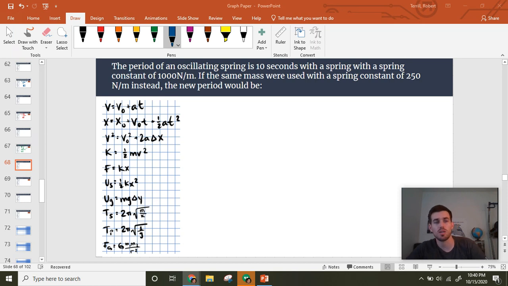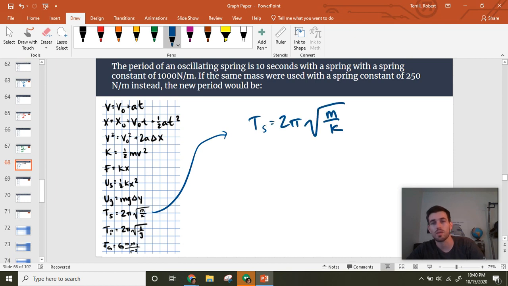All right. So the equation that we're going to use is this one right here, the equation for the period of an oscillating spring. We're going to plug in our factors of change. The 2 pi isn't changing. Those are constants. The same mass is used, so the factor of change for m is 1. But we're going from 1,000 to 250. That's a factor of change of 1/4.